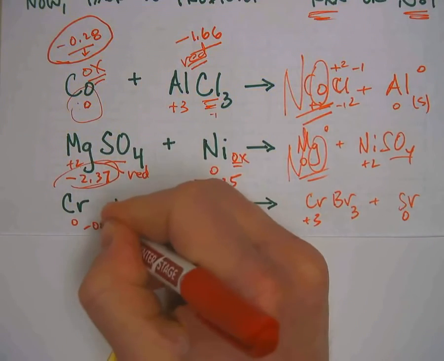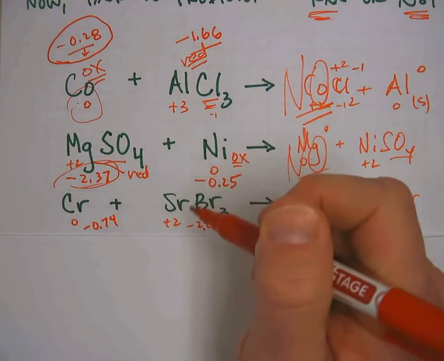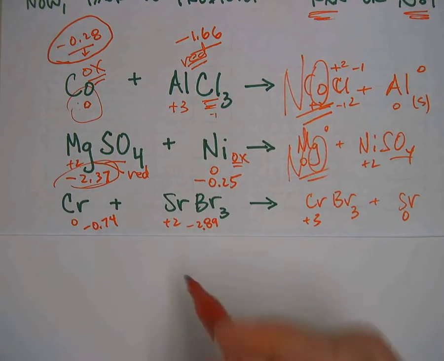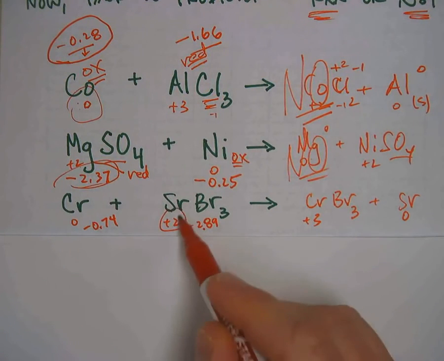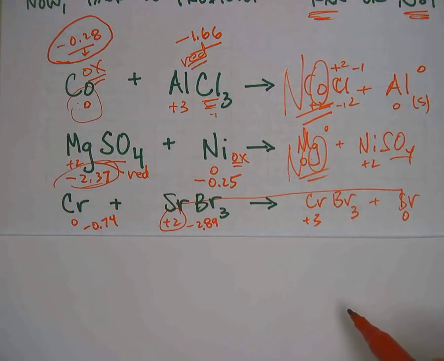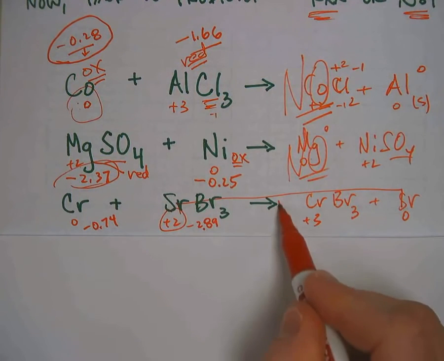Negative 0.74. Okay, now what's happening to each? Strontium is going from +2 to 0, and so it is being reduced.